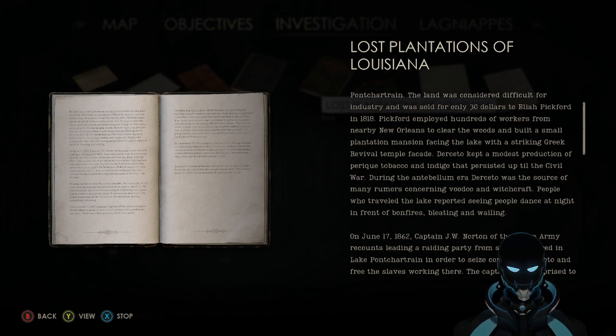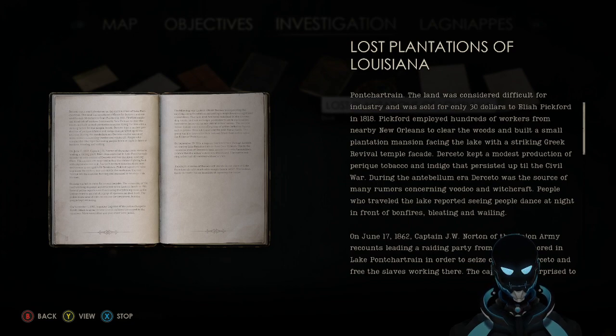Derceto kept a modest production of barrique tobacco and indigo that persisted up till the Civil War. During the antebellum era, Derceto was the source of many rumors concerning voodoo and witchcraft. People who traveled the lake reported seeing people dance at night in front of bonfires, bleating and wailing. On June 17, 1862, Captain J.W. Norton of the Union Army recounts leading a raiding party from ships anchored in Lake Pontchartrain in order to seize control of Derceto and free the slaves working there.